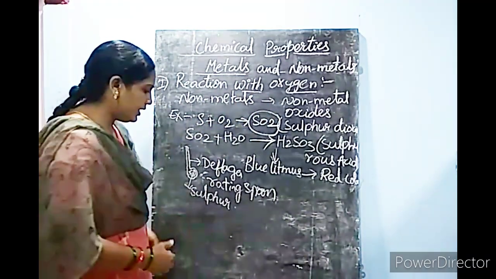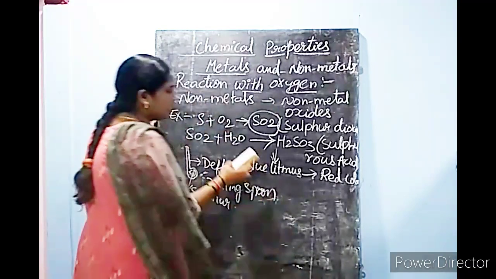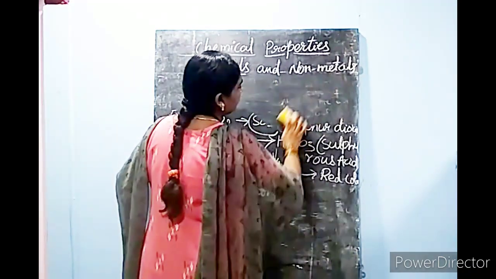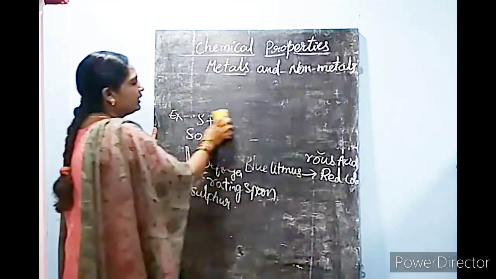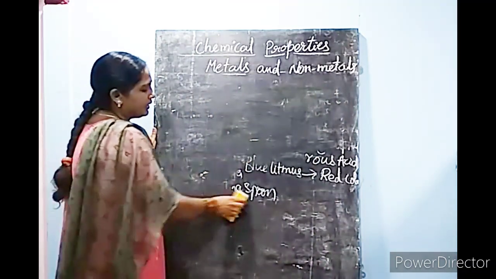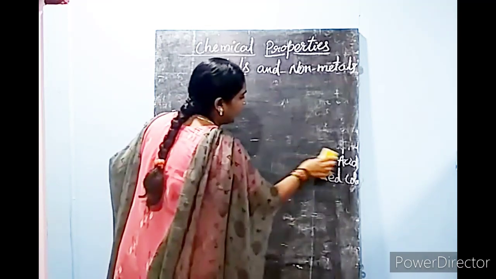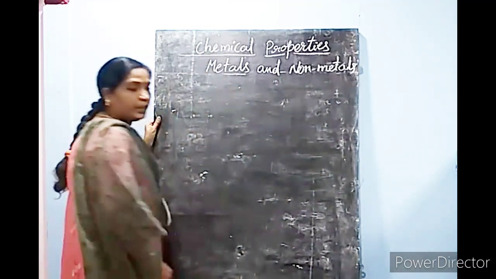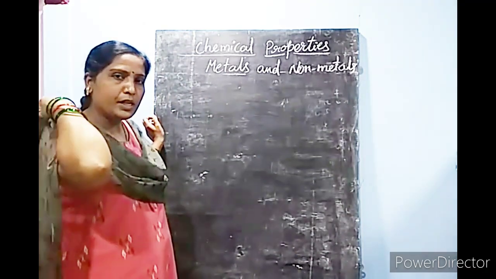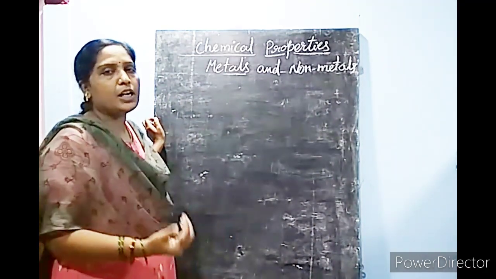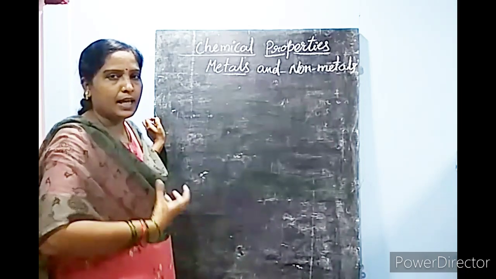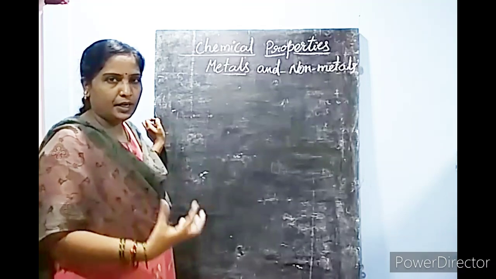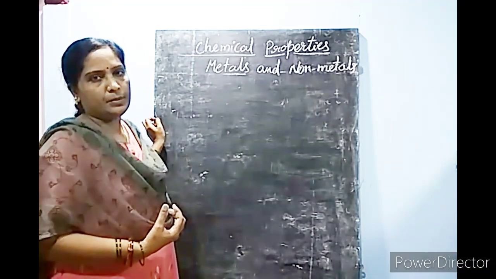So this is one example of how the nonmetals react with oxygen. Now we will see how the metals and nonmetals react with water. So now we understood how metals and nonmetals react with oxygen. When they form metal oxides, they are metals. When they form non-metal oxides, they are non-metals. So these chemical properties help us a lot to identify the metals and non-metals.